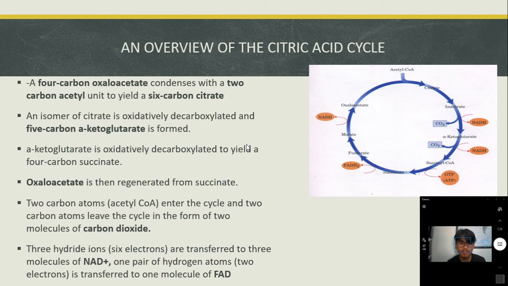So here's an overview of the citric acid cycle. I highlighted some terms to be easily remembered, so you can read it. So let's proceed to step 1.